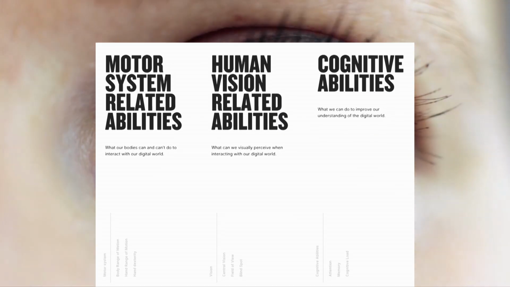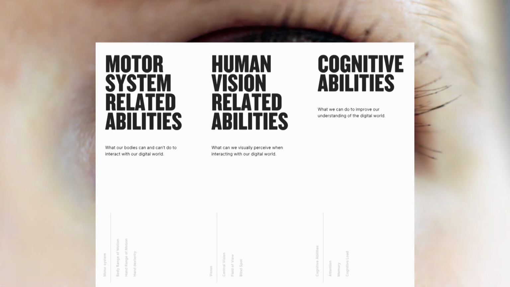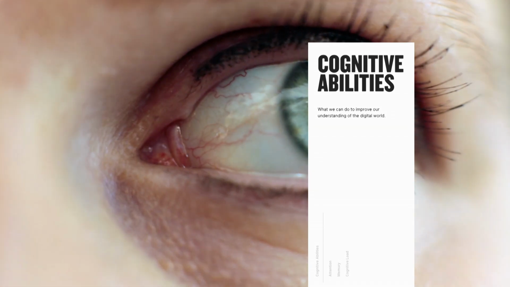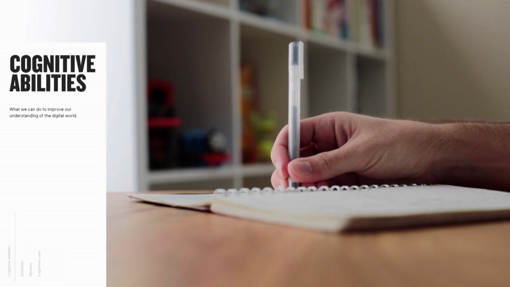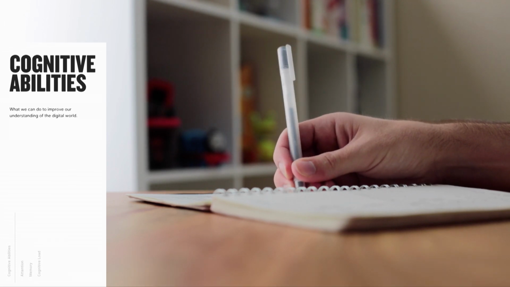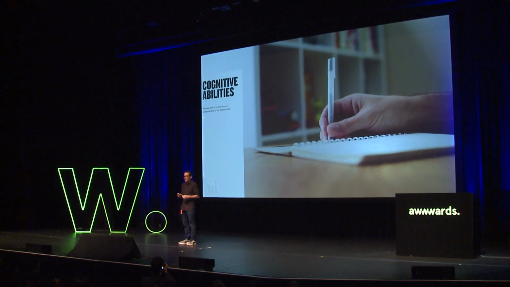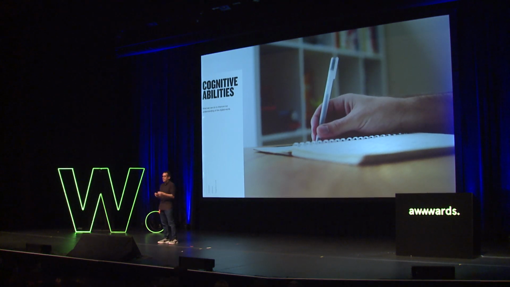Alrighty, so that was motor system related abilities. I talked about vision. I'm going to wrap it up with the cognitive set of abilities. So cognitive abilities refer to the core skills that your brain uses when you're trying to think about something, remember, somehow find a rationale to something, pay attention, or even learn. Cognitive abilities basically facilitate learning, and that's why they're so important for us. So I'm going to talk a little bit about attention, memory, and cognitive load.